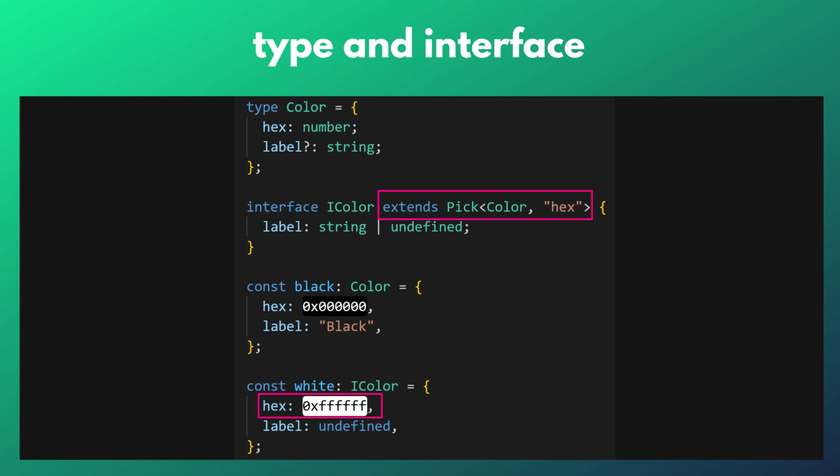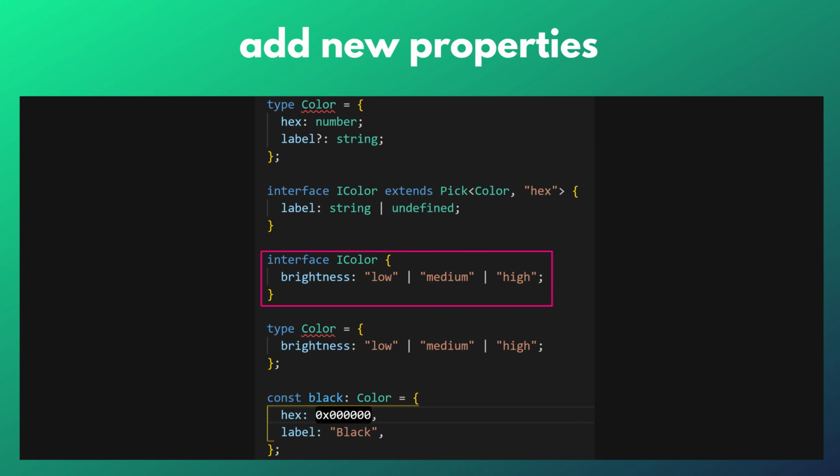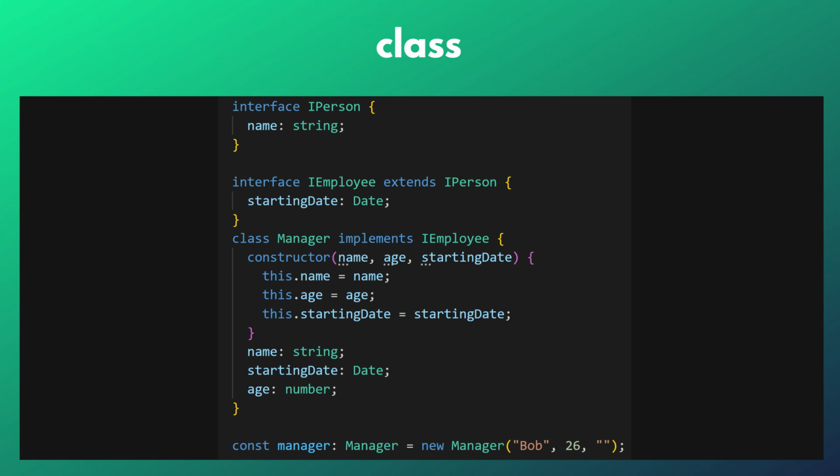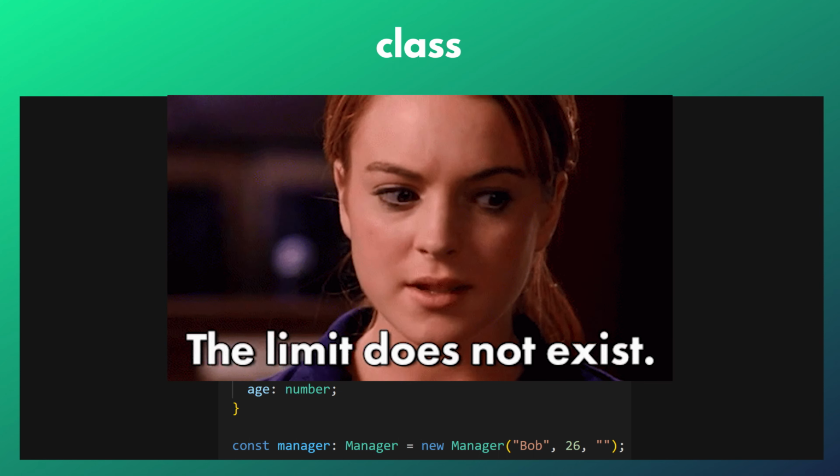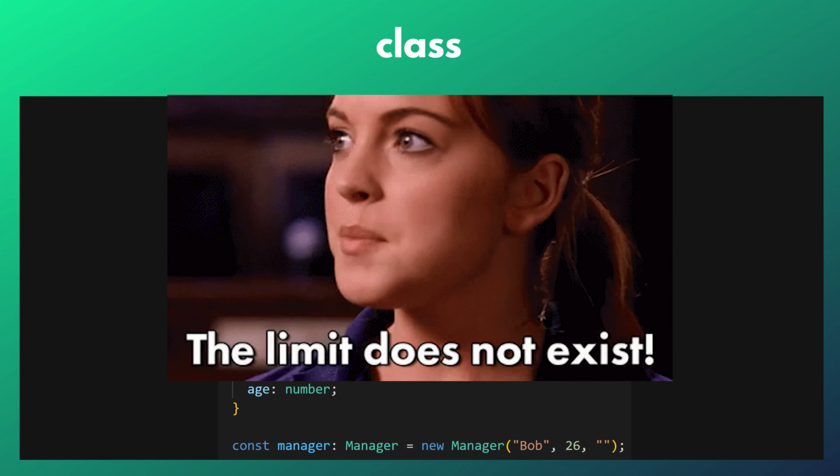Let's continue. Add new properties. We can add a brightness field by declaring the IColor interface once again, so IColor will have three fields. The previous two merged with the brightness field, but a type once created with the type keyword can no longer be redeclared. A class can implement an interface, but cannot implement a type. An object defined by a class can be created using the new operator and calling the constructor with necessary parameters. This keyword is used to reference the current object. Classes are a very big topic, so it is the subject of another tutorial.